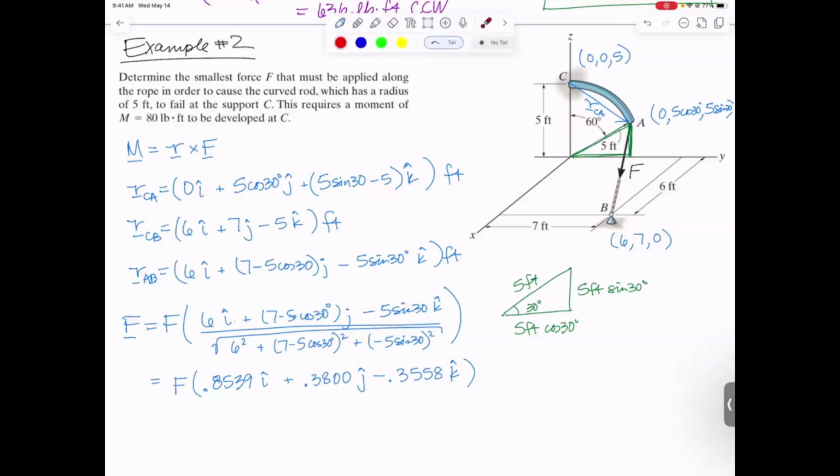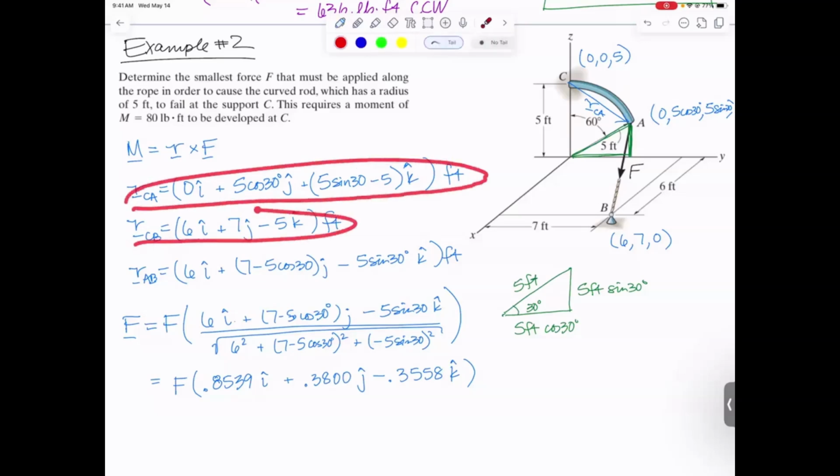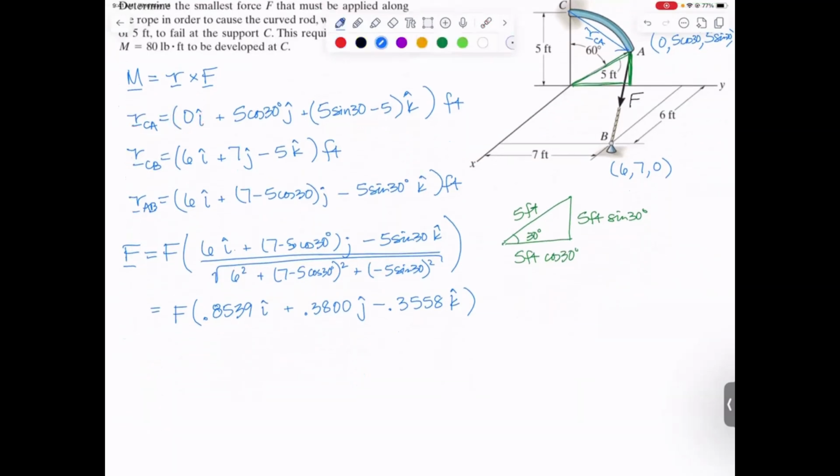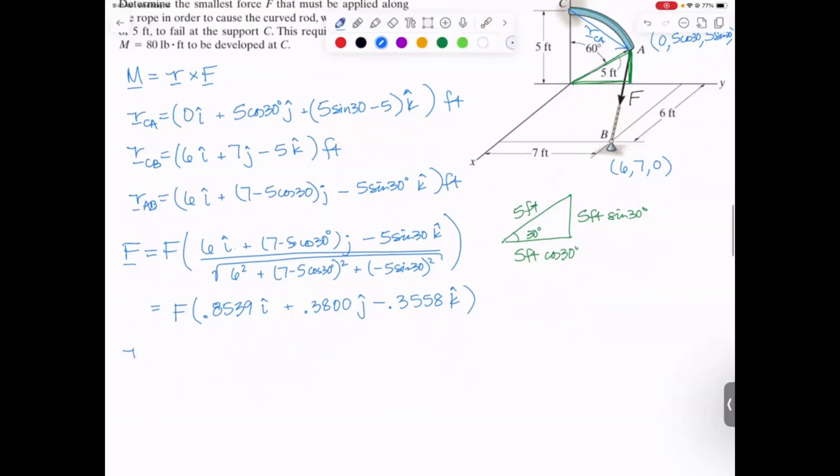So you actually can pick either of these that you want to do your cross product. Now, this one looks simpler because it doesn't have funny numbers like 5 cosine 30 in it, but it doesn't have a 0 in it. And it turns out in cross product, zeros are friends. So I actually want to use r_CA when I go to do this because it has a 0, so it makes my cross product faster and easier. So r_CA simplifies to 0i plus 4.330j minus 2.5k. Now we're ready to set up our cross product.